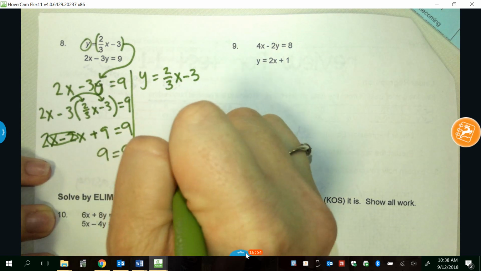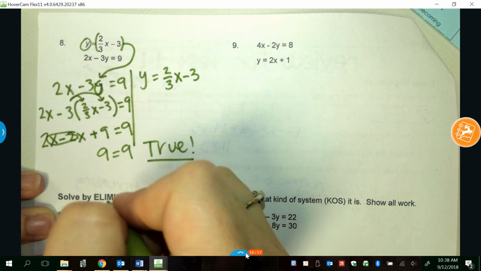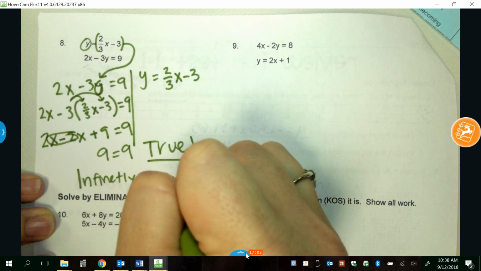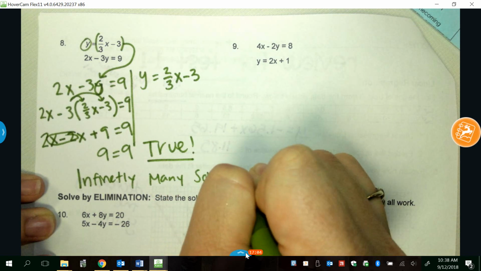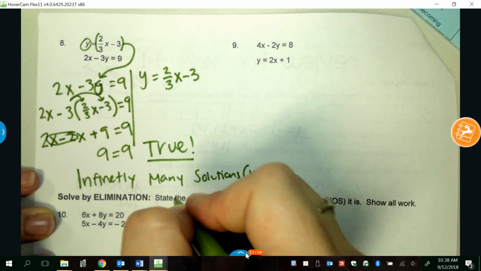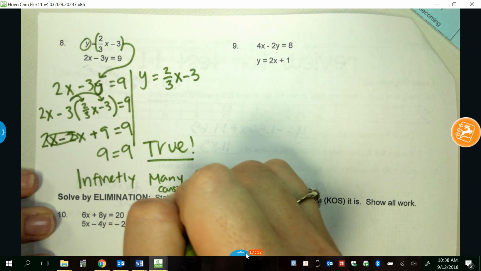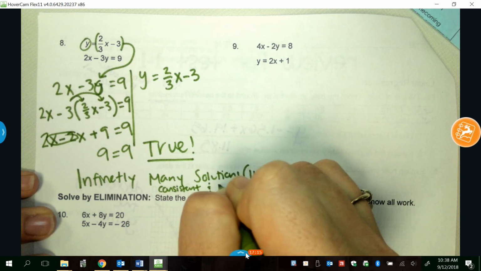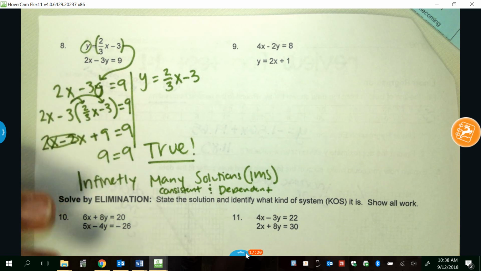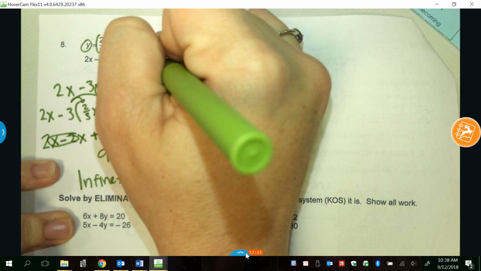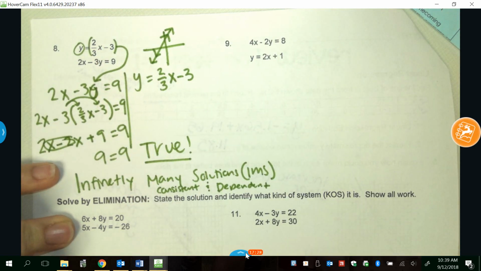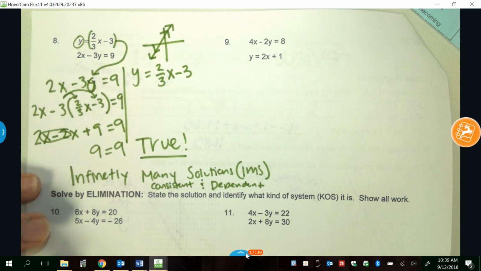This is true. Remember, when it's true, that means infinitely many solutions, or IMS. Okay? It also means that this is going to be consistent and dependent, because those solutions, remember, if I were to graph this, it's going to be two lines right on top of each other. You won't even see them, so they're completely dependent on each other because they're the same thing. Okay? So that was an easy one.